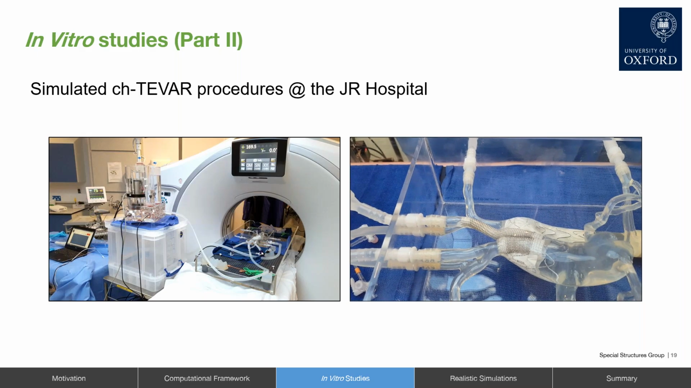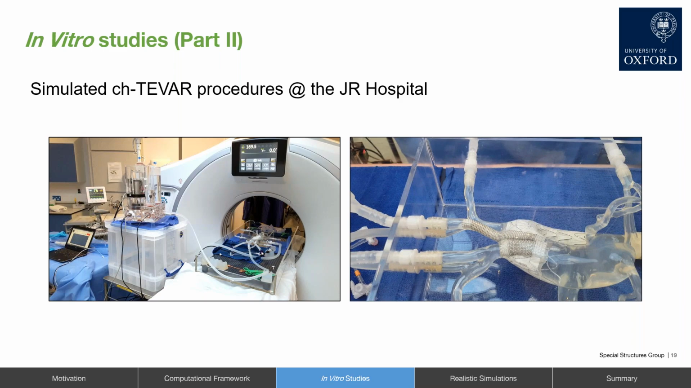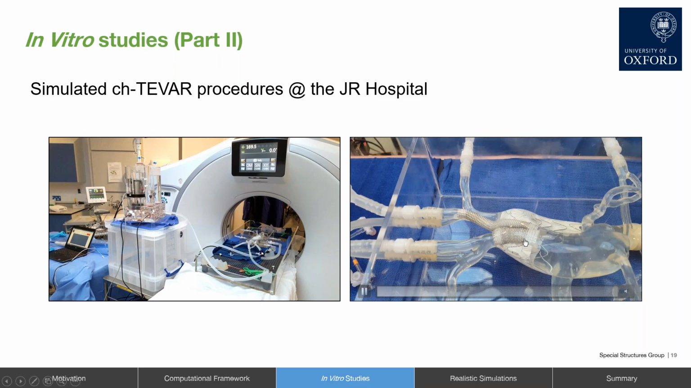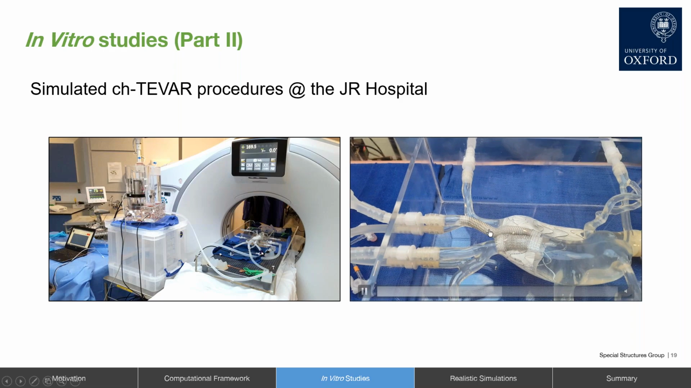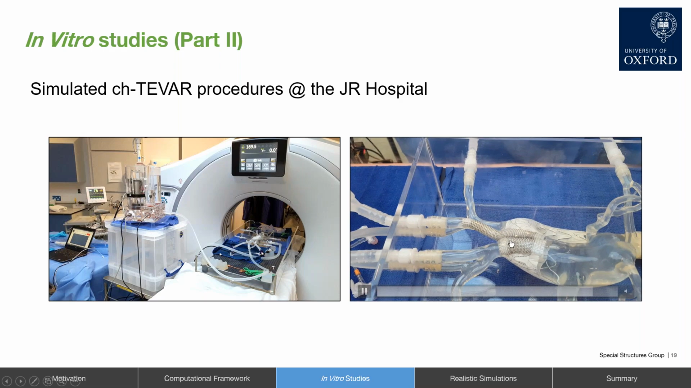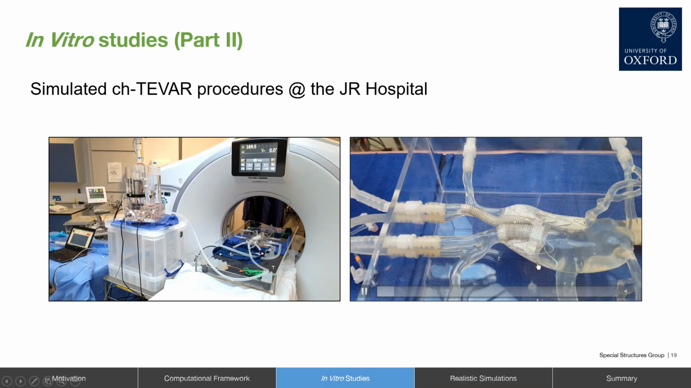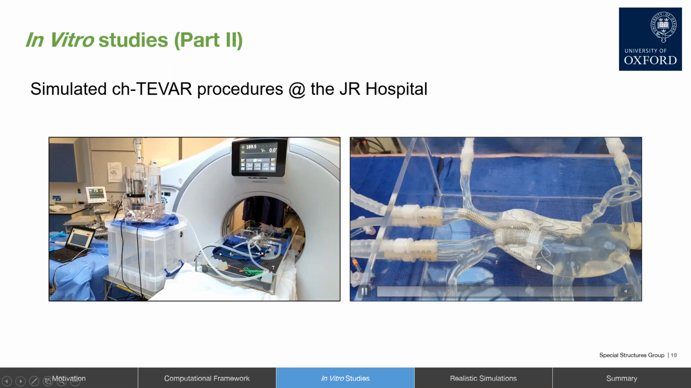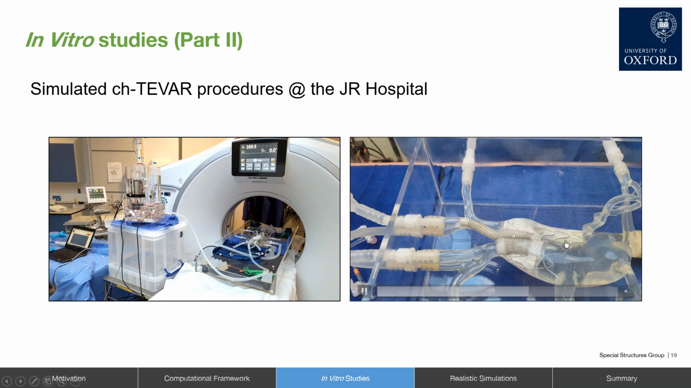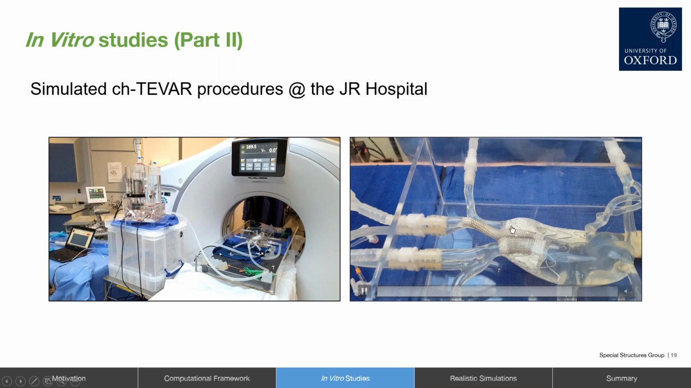In these particular experiments, what we were looking at was double chimney endografting, where we place two chimney endografts, one into the brachiocephalic trunk, the other into the left common carotid artery, and we place those in parallel to our main thoracic stent graft, which is deployed in the ascending portion of the aorta and runs down to the descending portion.